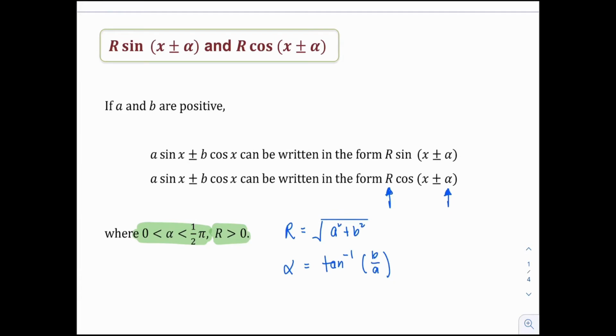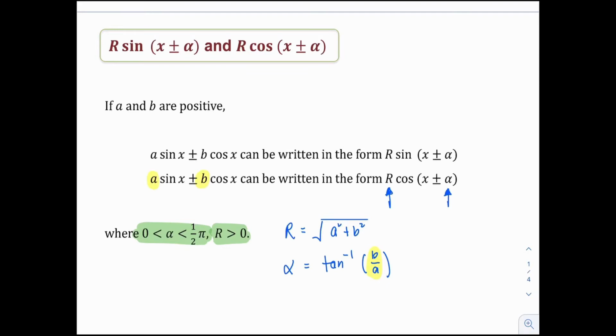However, I don't really recommend this method because this might cause some confusion if the coefficients of the sine and cos here, the values of a and b, are interchanged. Then your alpha here will be wrong.